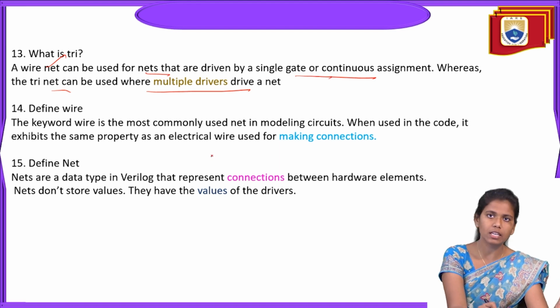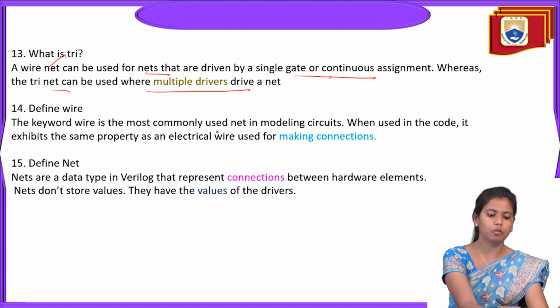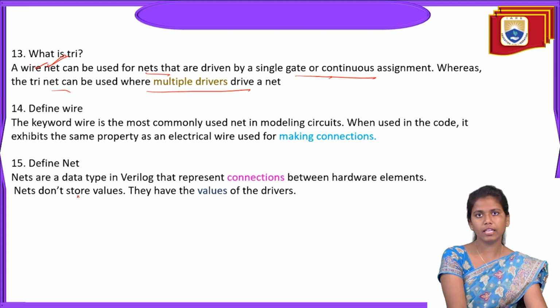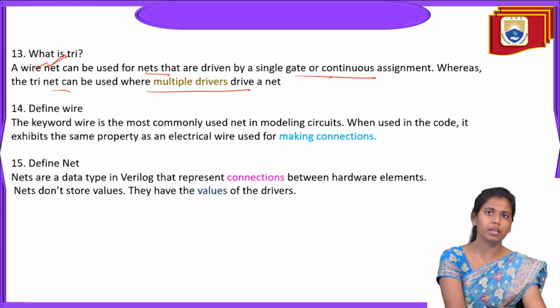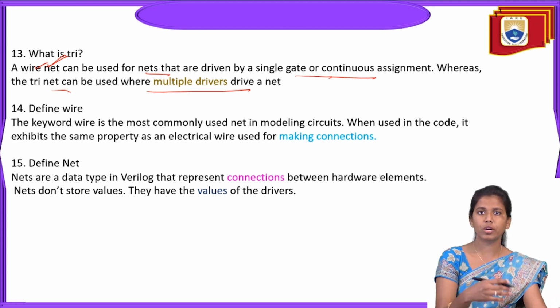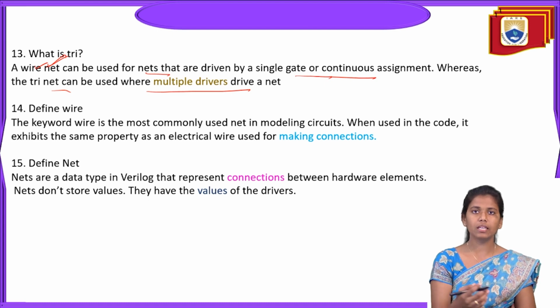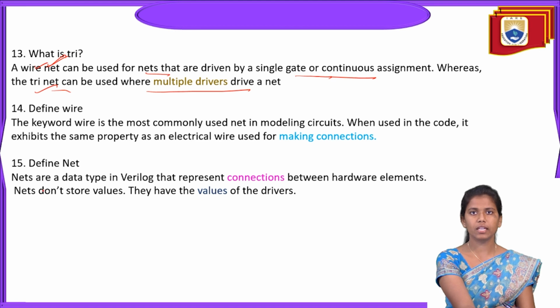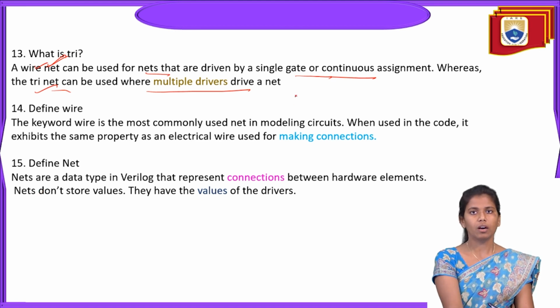If the variable is driven by only a single driver, then we can obviously make use of the net called wire. If that's not the case, that means if multiple drivers are driving a net, then in those cases we can make use of the tri net. Tri is a net we can use when multiple drivers are driving the net.